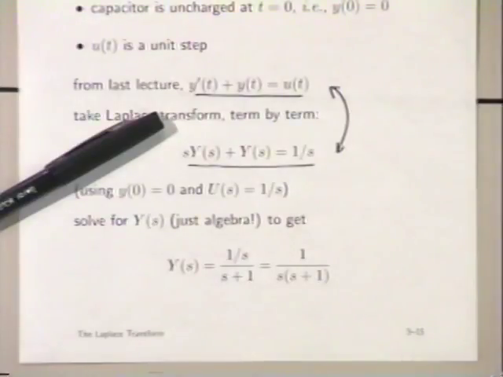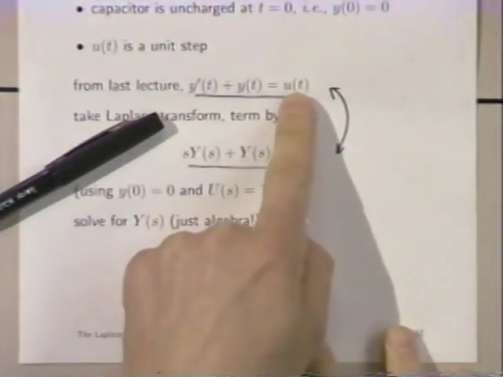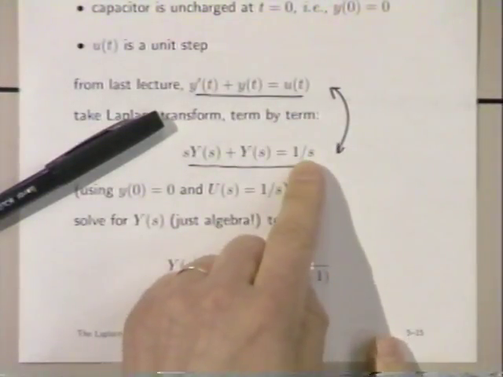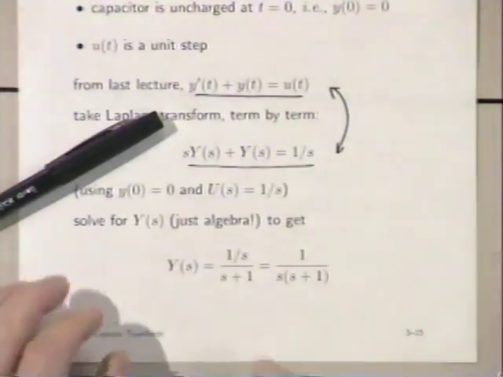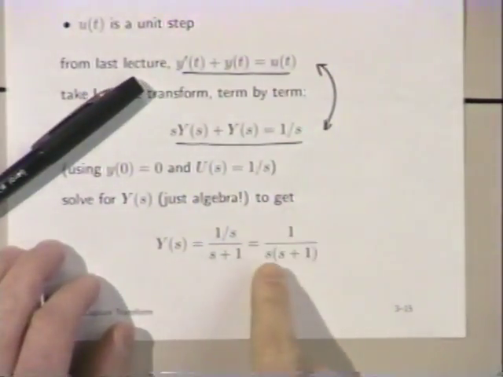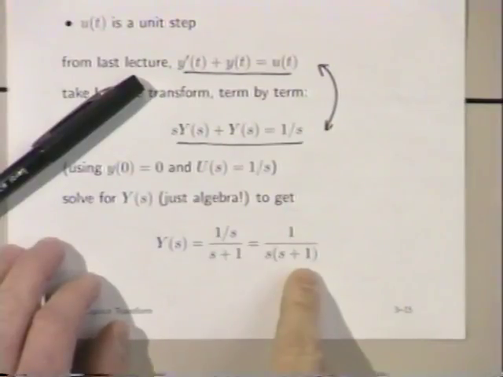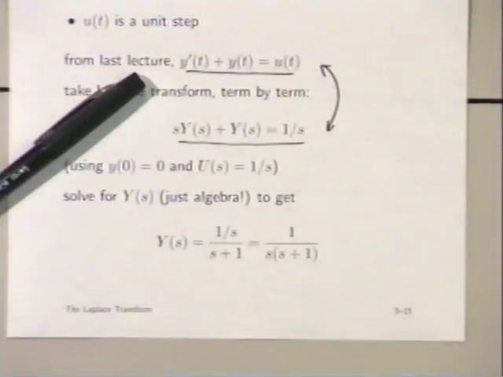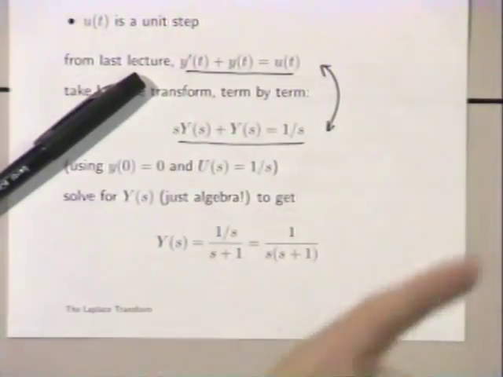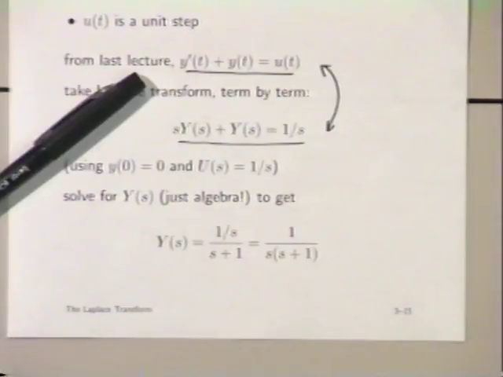I just rearrange a few things. Oh, u is a unit step. The Laplace transform is 1 over s. It's just algebra, and all of a sudden I get y of s is 1 over s times s plus 1. Well, we're almost there, because at least we know that we now have computed the Laplace transform of the solution. That's pretty good. How do we get y?